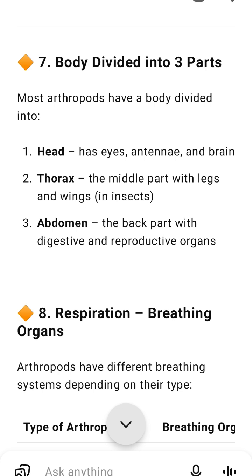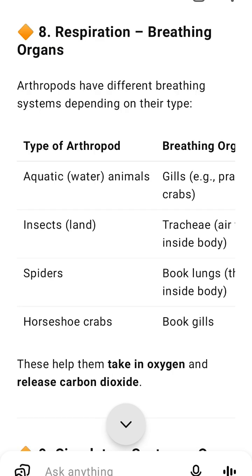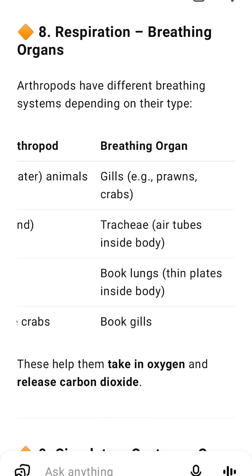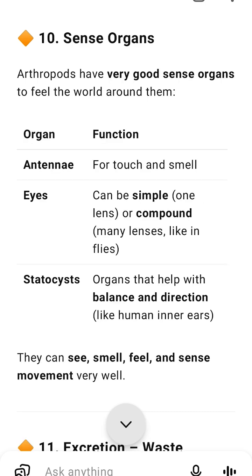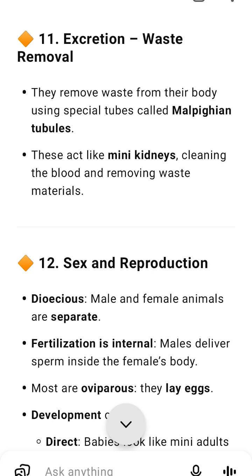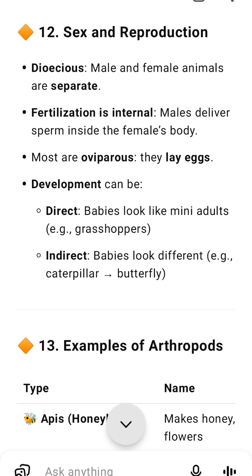Type, name, importance. Apis, honeybee: makes honey, pollinates flowers. Bombyx, silkworm: produces silk. Laccifer, lac insect: produces lac, used in varnishes, paints. Anopheles, Culex, mosquitoes: spread diseases, malaria, dengue, etc. Locusta, locust: harmful, eats crops. Limulus, king crab: living fossil, very ancient arthropod.